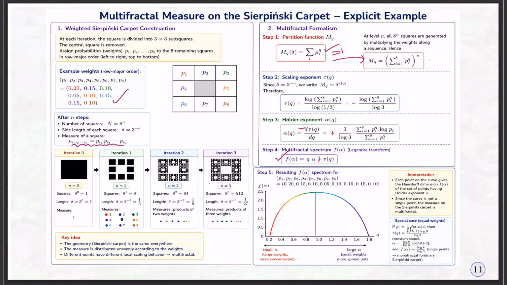If all the p_i are equal, then we are getting alpha equal to ln 8 by ln 3, that means a constant value, therefore it will be a single point. So in that case it is an ordinary Sierpinski triangle. Yes, if you give the same probability to all the boxes, then we will get the ordinary Sierpinski carpet, that is called the monofractal. There is no non-uniform distribution. It is self similarity in the same manner.